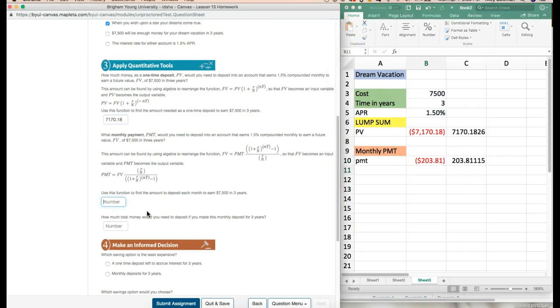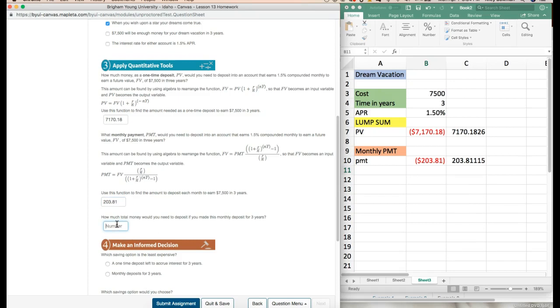So we can come over here. Use this function to find the amount to deposit in each month. So we know we need $203, and it doesn't tell me what I should round it out to, so I'm just going to do the nearest dollar. And so it rounds up to, we'll cross our fingers and hope that 204 works. Oh, no, let's do 203.81. Just to be, we'll hope rounding to the nearest cent will work.